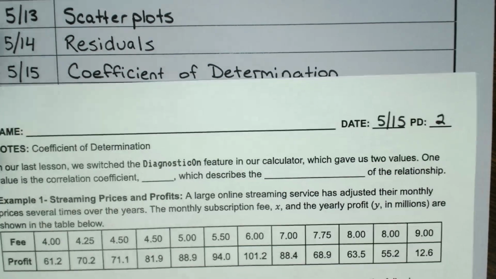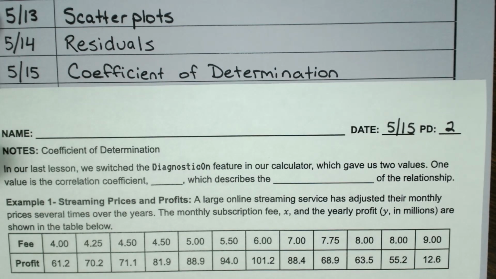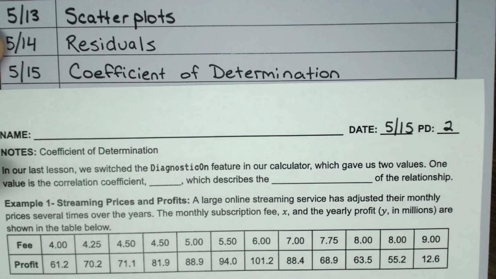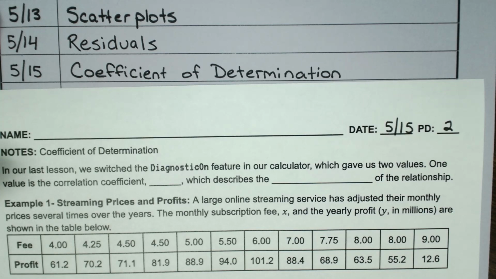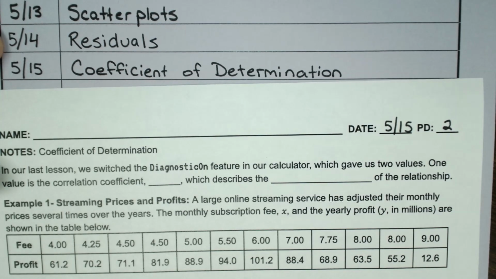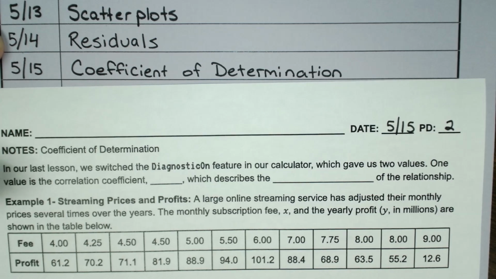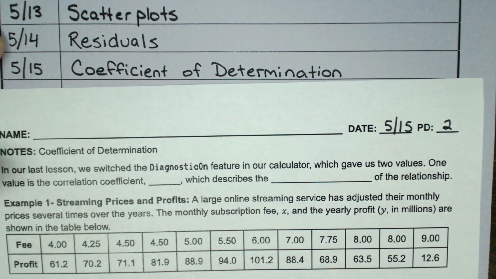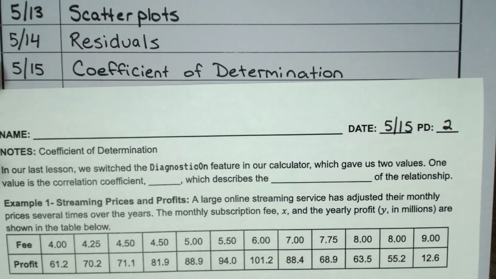So on Monday we talked about scatter plots, and then yesterday we talked about residuals, saying, hey, the whole point of a scatter plot and the line of best fit is to make an accurate and reliable prediction for the data. We looked at the residuals and then that correlation coefficient R to say, hey, how close is that line of best fit? How good is it? Today we're kind of on a similar train.